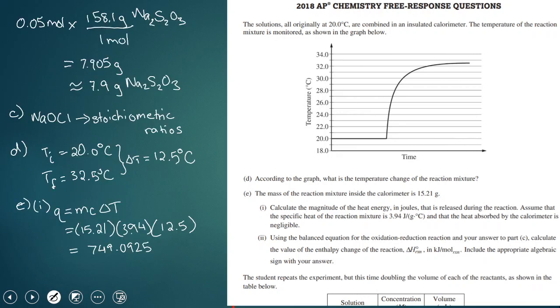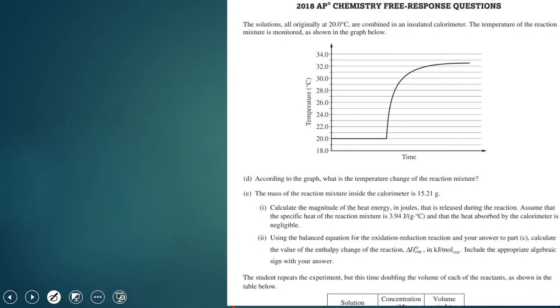And oops, this will round to 749 joules, as the question asked. The units are joules. Okay, now we have to consider using the balanced equation for the redox reaction and our answer to part C, calculate the value of the enthalpy change delta H reaction in kilojoules per mole of reaction. Okay, and it says include the appropriate algebraic sign with your answer. So this is where the thing that I just talked about comes into play.